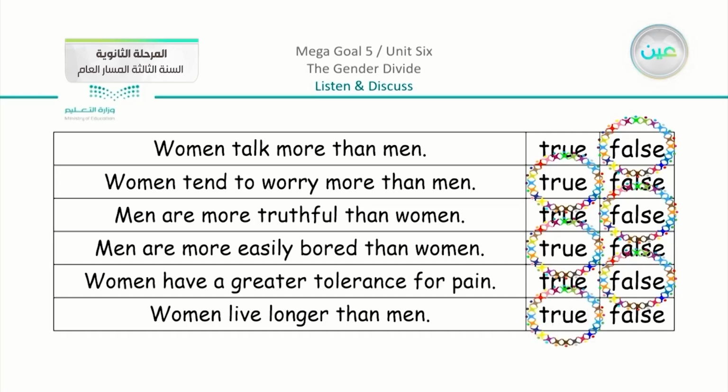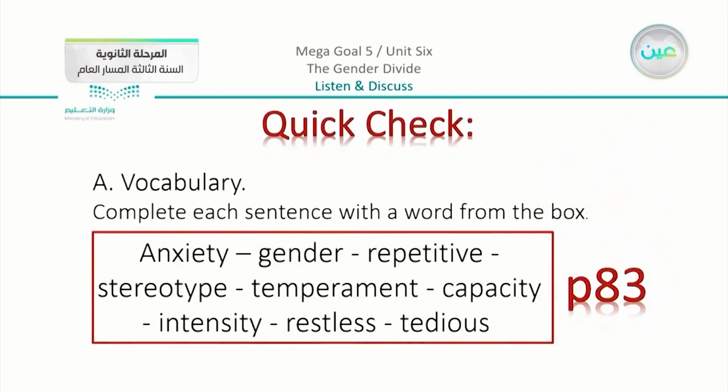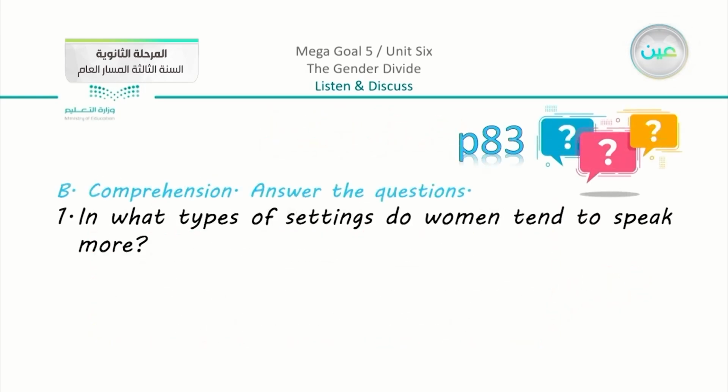So we have the true or false statements ready. Now you do have your assignment, your task, which is homework. We have the words that we mentioned on page number 83. You are going to fill the words and you are going to just answer. I'm going to check our answers in the next lesson, inshallah. Now we do have our comprehension questions on page number 83.